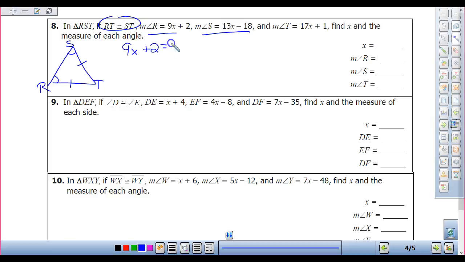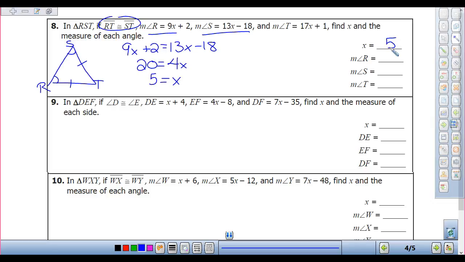9x plus 2 equals 13x minus 18. 4x equals 20, right? X equals 5. So x is 5. Now how am I going to get my angles? Plug them in. Plug them in.